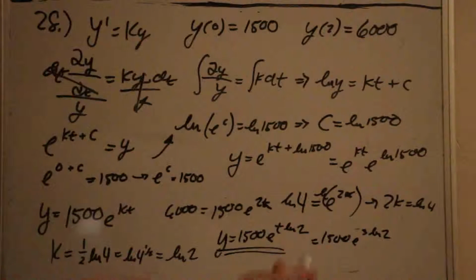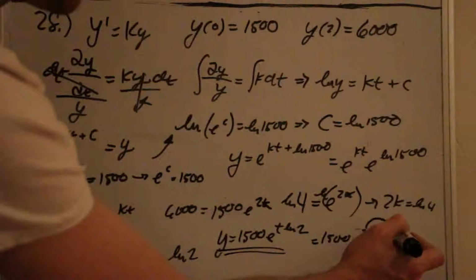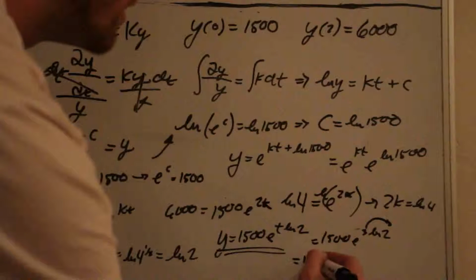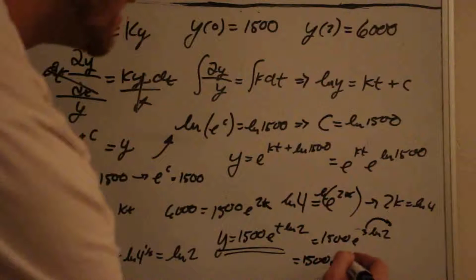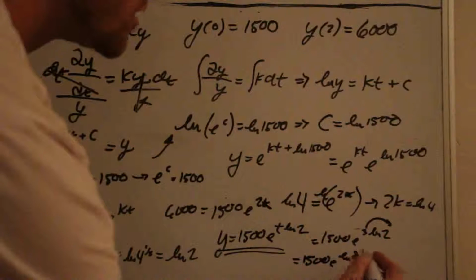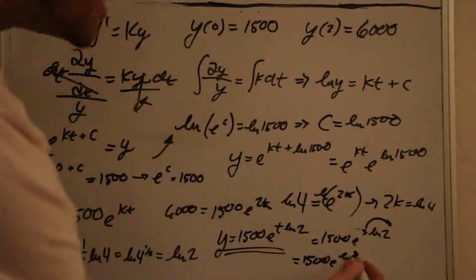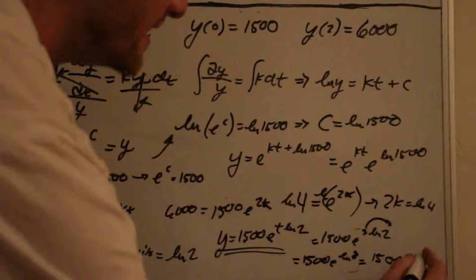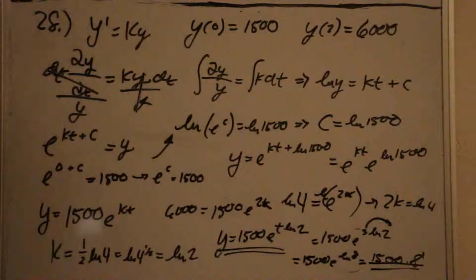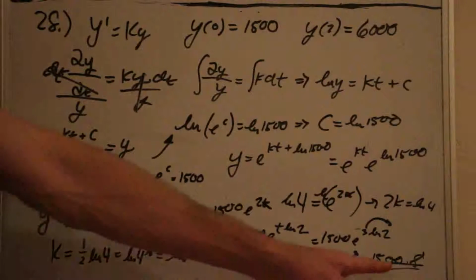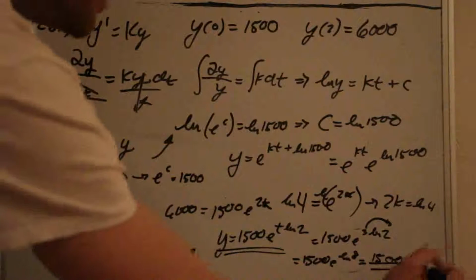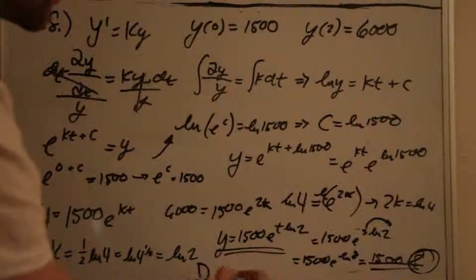And you're saying, well, I don't know what that is. Well, I bring the 3 up here, and this becomes 1,500 e to the ln of 2 to the 3rd power, which is just 8. Well, e to the ln of 8 is just 8, so this becomes 1,500 times 8. Now, the question is, by what factor will the population have increased? Well, my initial population was 1,500, y of 3 is 1,500 times 8, so it increased by a factor of 8, and my final answer is D.